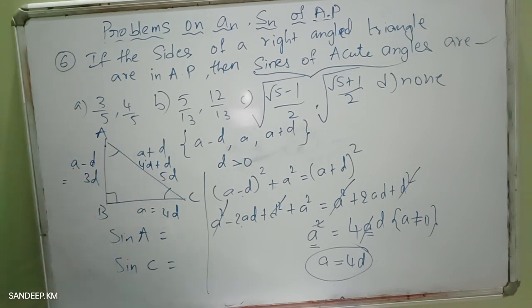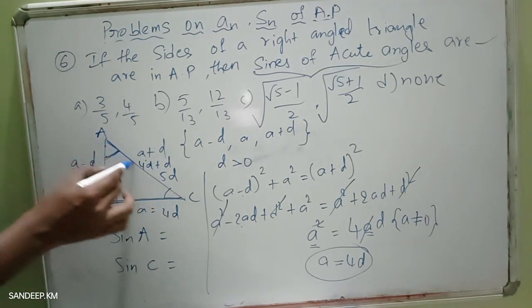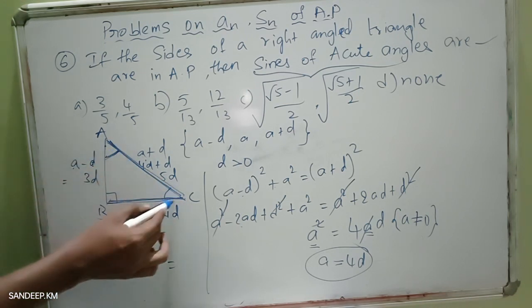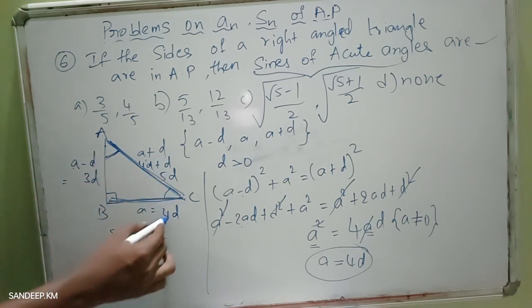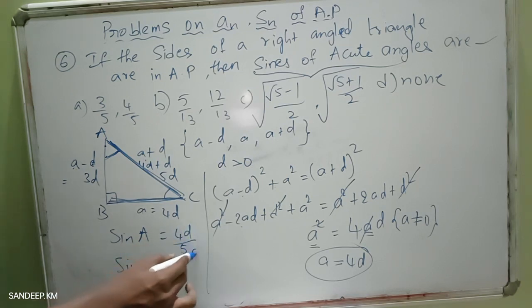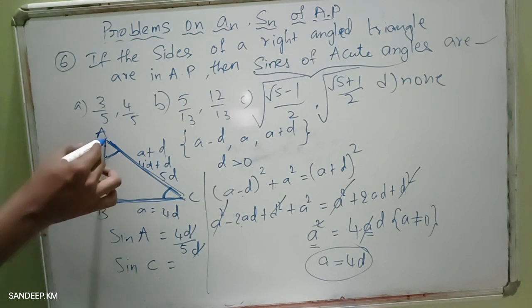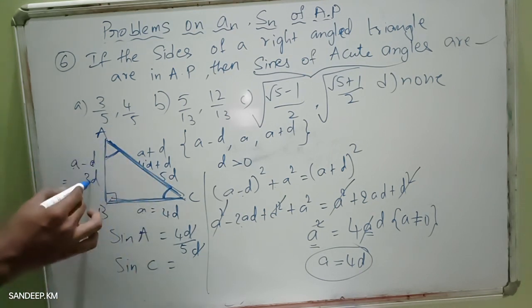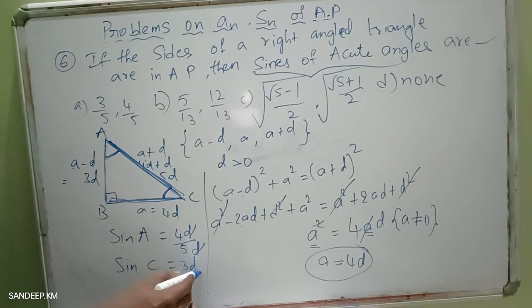And they are asking sin A. Sin A, for angle A, means opposite BC by hypotenuse AC. So BC by AC, BC 4D by AC 5D. D cancels. Therefore, what is the sin A value? 4 by 5. Next, sin C. Sin C means for angle C, opposite by hypotenuse. Opposite is 3D by hypotenuse 5D. So 3D by 5D, and D gets cancelled, I'll get 3 by 5. Therefore, the sines of the acute angles are 4 by 5 and 3 by 5. Where do we have this? In the first option, 3 by 5 and 4 by 5.